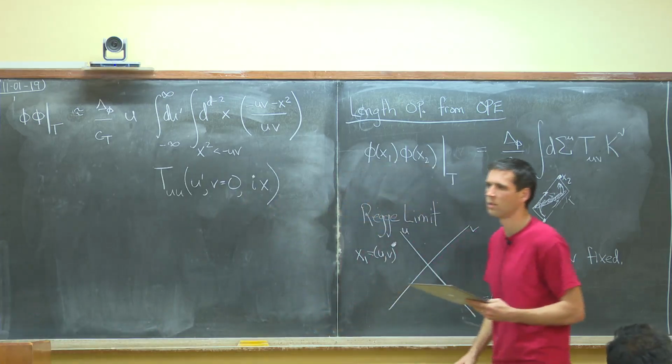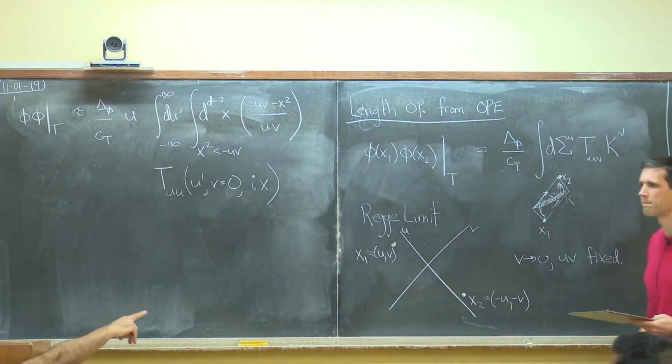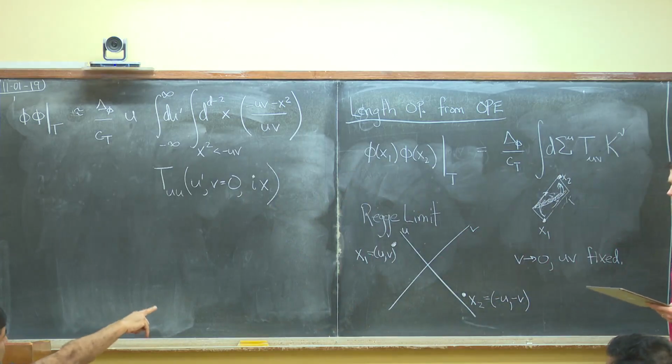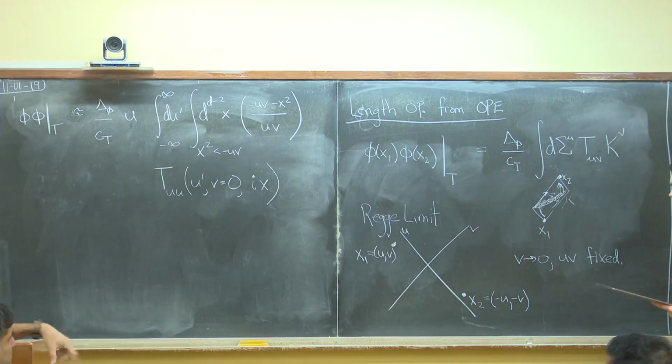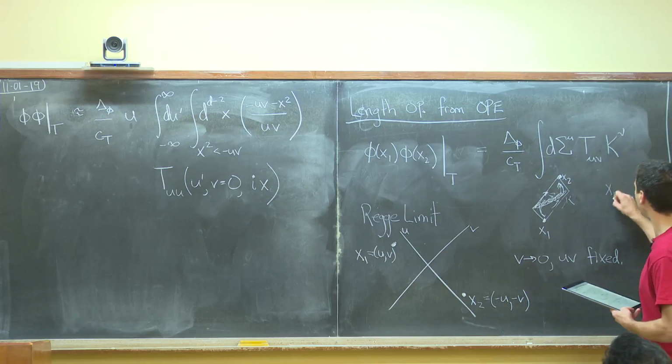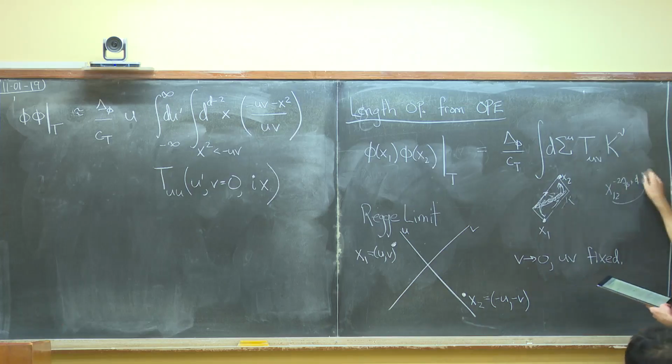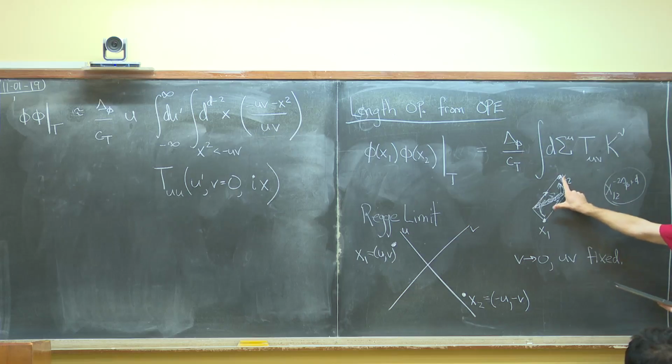Sorry, one more stupid question. It must be clear, but why did the bulk integral happen only within the light cone? There's a good reason for that, which is that you need the OPE to go as x12 to the minus 2 delta phi plus d at short distances. And if you do the integral this way, that will happen.